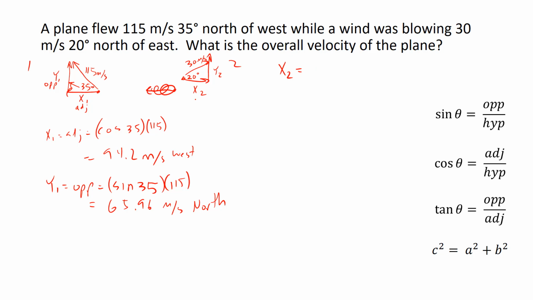And so since it is the adjacent, and we have our hypotenuse here, we're going to take the adjacent equals cosine of 20 times the 30. So cosine of 20 times 30 equals, and I get 28.19 meters per second, and this one, x1, is going to the east.